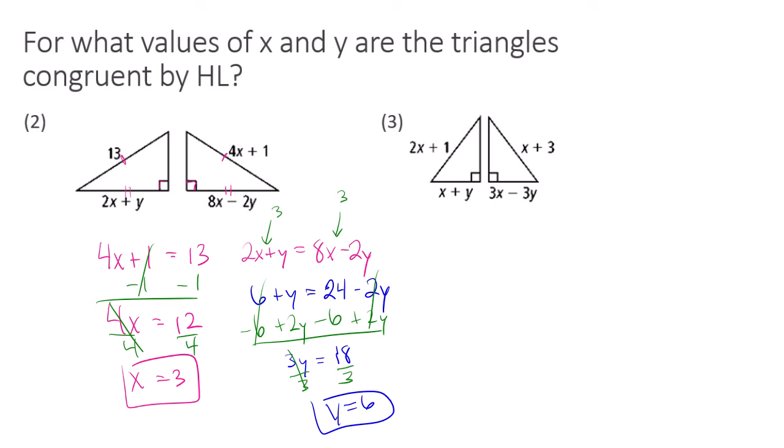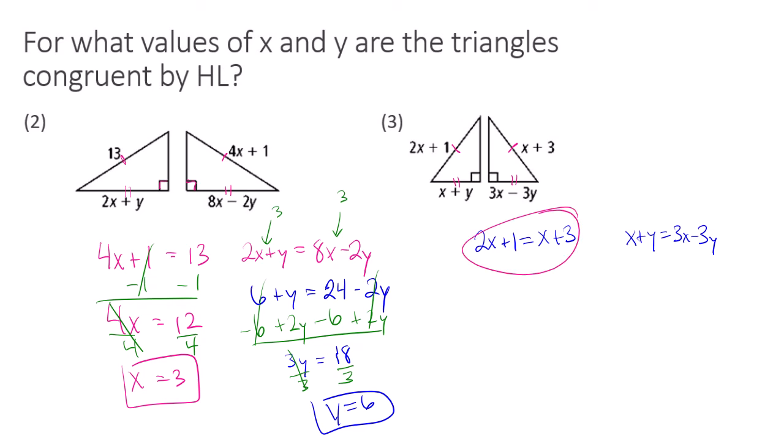All right. And in a similar fashion, we can do this one, right? So we can say, okay, well, 2x plus 1, the hypotenuse here must equal the hypotenuse here, right? So that must equal x plus 3. And then we can say, okay, well, these legs would have to be congruent as well. So we can say that x plus y must equal 3x minus 3y.